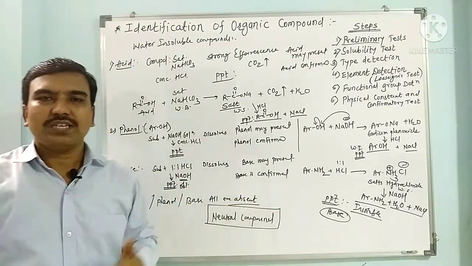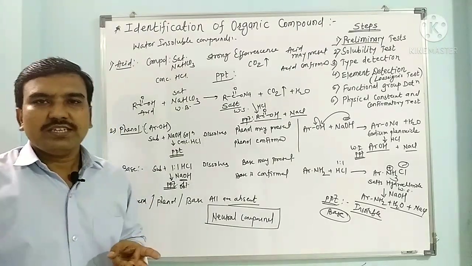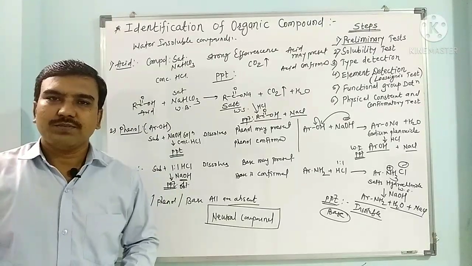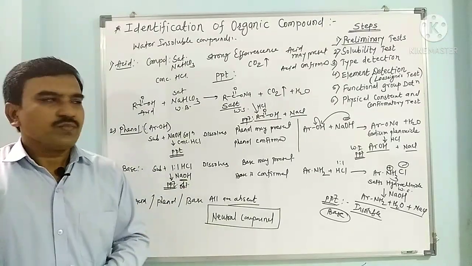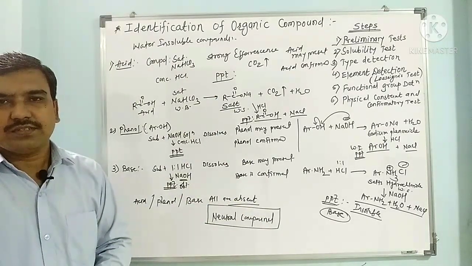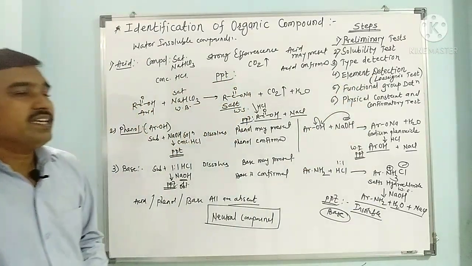These compounds do not react with sodium bicarbonate, sodium hydroxide and 1:1 HCl, so we categorize all those compounds in the neutral category. Here we have discussed detection of type. Now the next is element detection, or it is called Lassaigne's test.